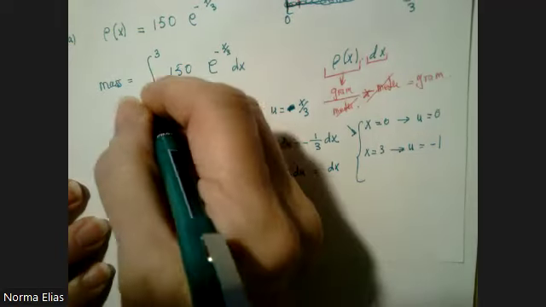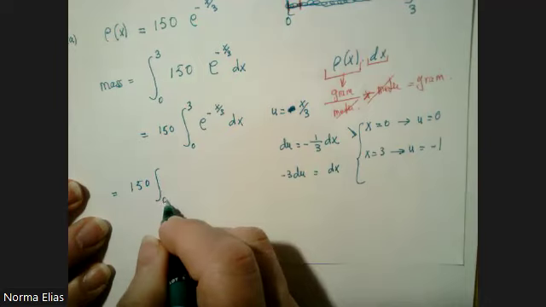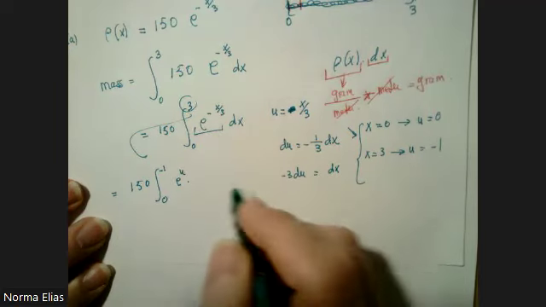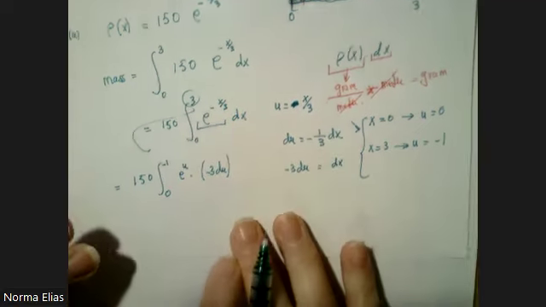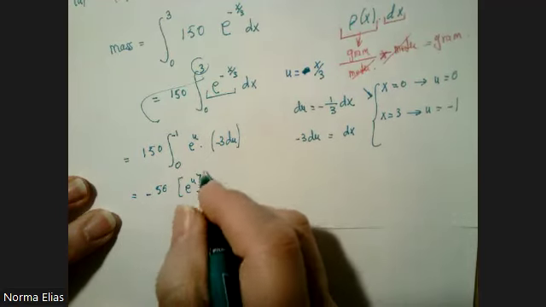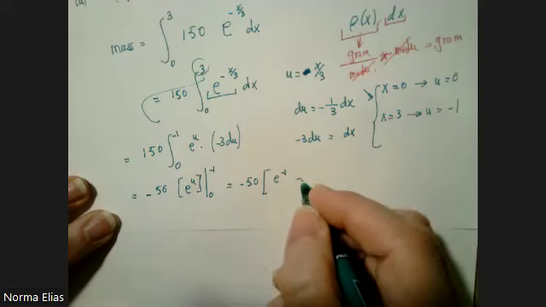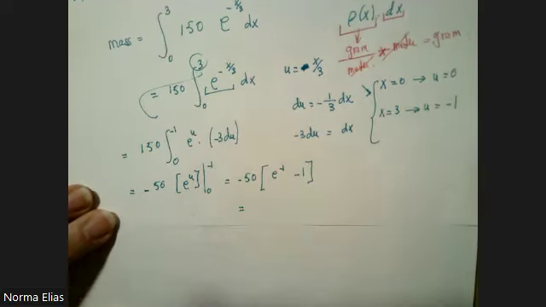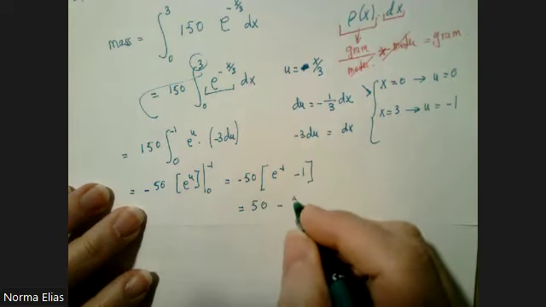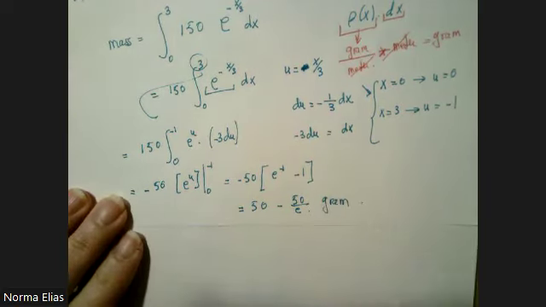And now I will add up the work. So this is the 0 now. It's 150 times the integral; the 0 stayed at 0, the 3 went to minus 1. This is e to the u. The dx is minus 3 du because I have x over 3. So finally, I will have minus 50 e to the u between 0 and minus 1. So it's minus 50 e to the minus 1, and you guys know that e to the minus 1 you keep as e to the minus 1. But this would give me 50 minus 50 over e. And the unit is going to be gram. That's in mass.